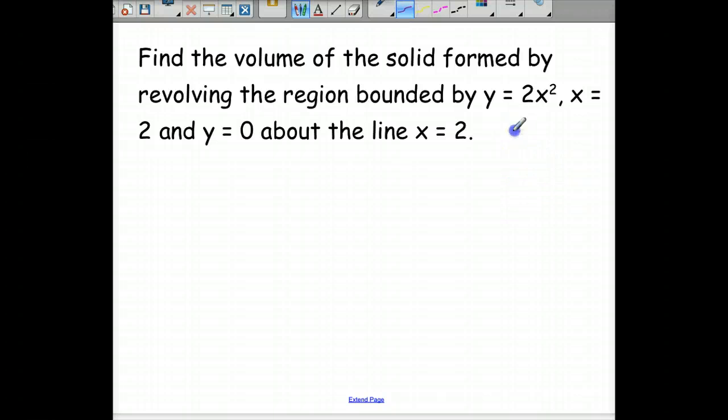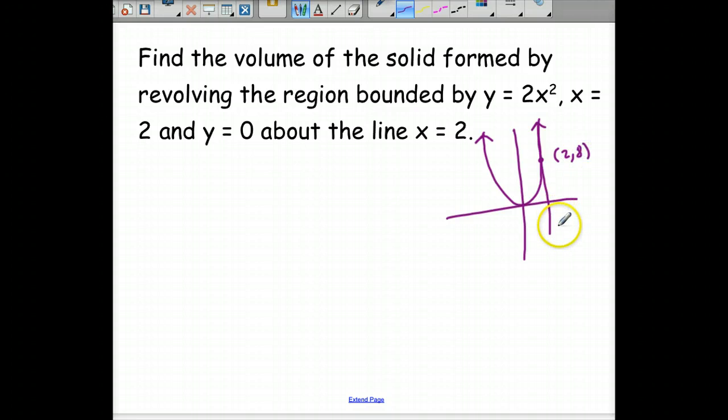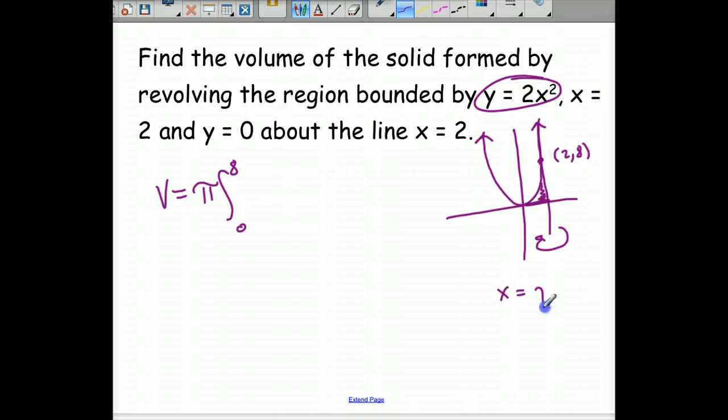Okay, same region, revolving around a different line. y equals 2x squared, x equals 2, y equals 0, so this region in here again, but this time we're revolving around the line x equals 2. So we're totally laying on the axis that we're revolving around. So is it disk or washer? It's disk. So we need y values, 0 to 8. We're going to solve our equation for x, which we've already done, so I'm not going to go through that again. And now I need the representative rectangle.